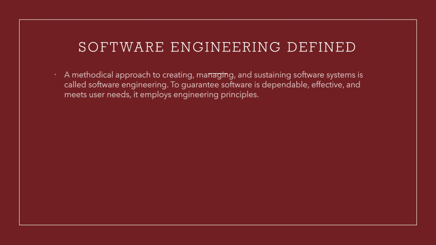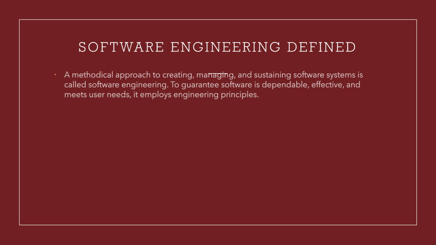So first, we need to define what software engineering is. It's basically a discipline for creating, managing, and sustaining software systems. A software system could be an application you have on your computer, or any type of web application like Google Docs and Google Slides, for example, or just anything that you have downloaded on your phone.